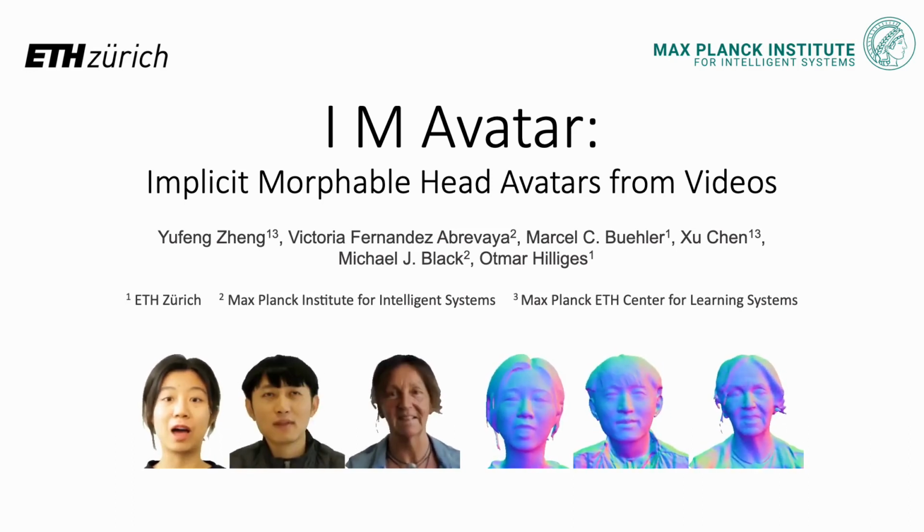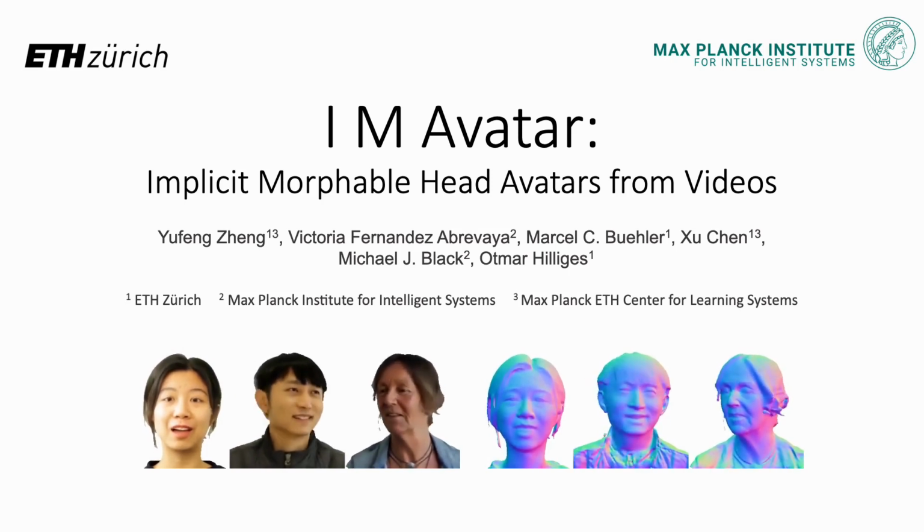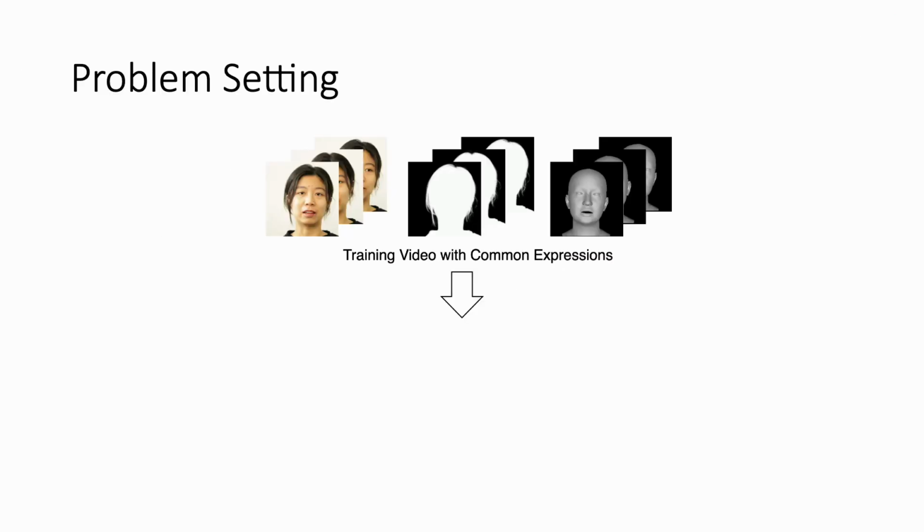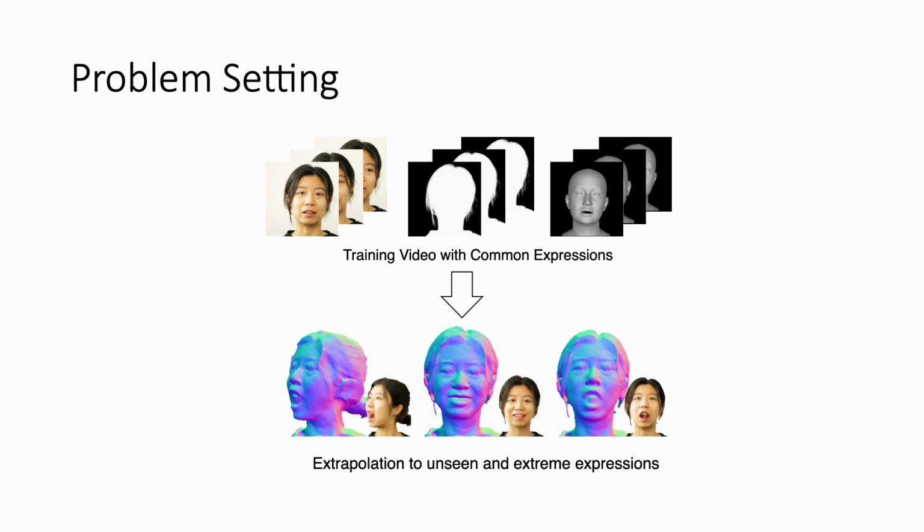In the following, I will present IMAvatar, a method for learning implicit morphable head avatars from videos. The input to our method is a monocular video sequence, along with the corresponding foreground masks and the tracked 3DMM parameters. And our goal is to build head avatars, which model geometry and texture details, and also can extrapolate to novel expressions unseen from the training distribution.